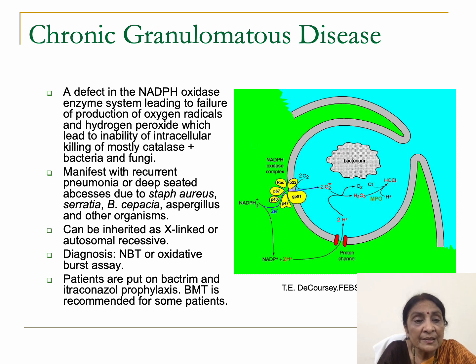It can be inherited as X-linked or autosomal recessive. It is diagnosed by NBT or oxidative burst assay, and patients can be put on Bactrim and itraconazole prophylaxis. Bone marrow transplant is recommended in some of the patients.